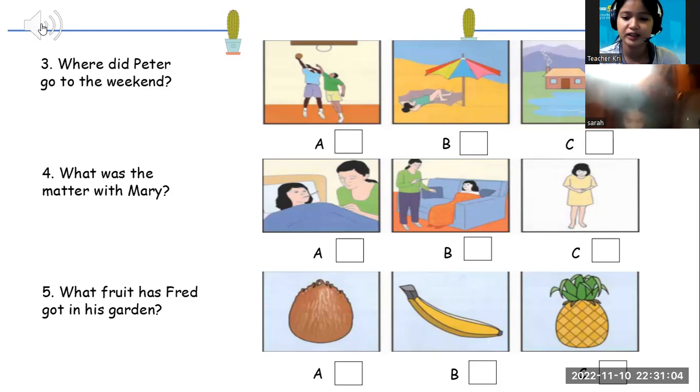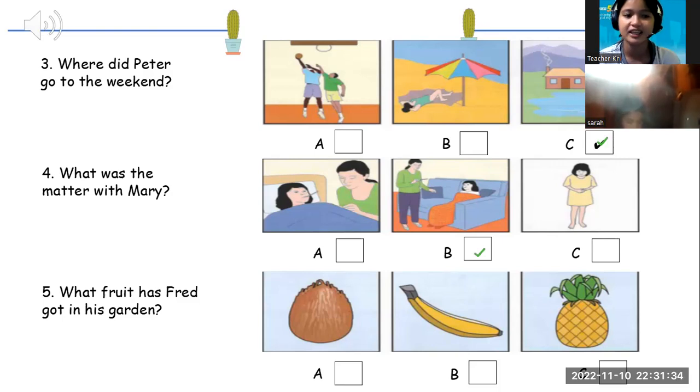Okay, what is your answer for number 5? I don't know. Alright, since you don't know, let's answer it later. Okay, so let's have here number 3. Where did Peter go at the weekend? Alright, so Peter went to the mountains together with her mother.